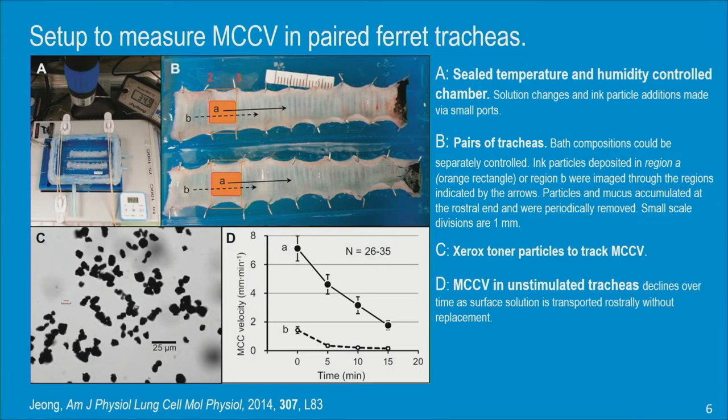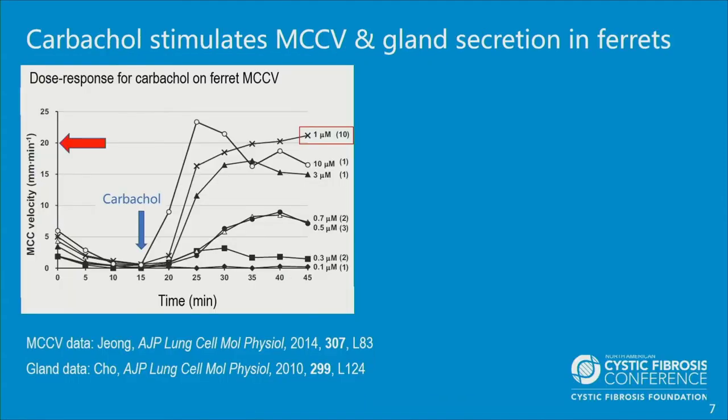The last section here shows that if you don't do anything to the trachea, the fluid that's on the trachea just gets swept away, it becomes drier and drier, and so the speed diminishes. Now, carbachol stimulates mucociliary clearance volume and gland secretion in ferrets. What this shows you on the left is that when carbachol was added at 15 minutes at, I think, 7 different concentrations, you get a dose response curve of mucociliary clearance velocity being increased.